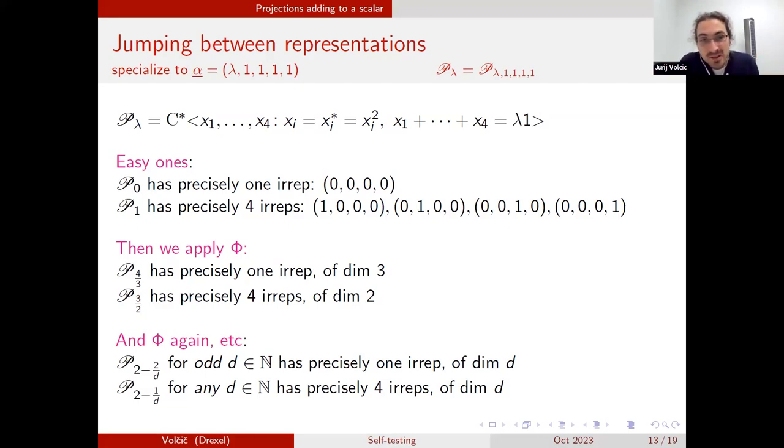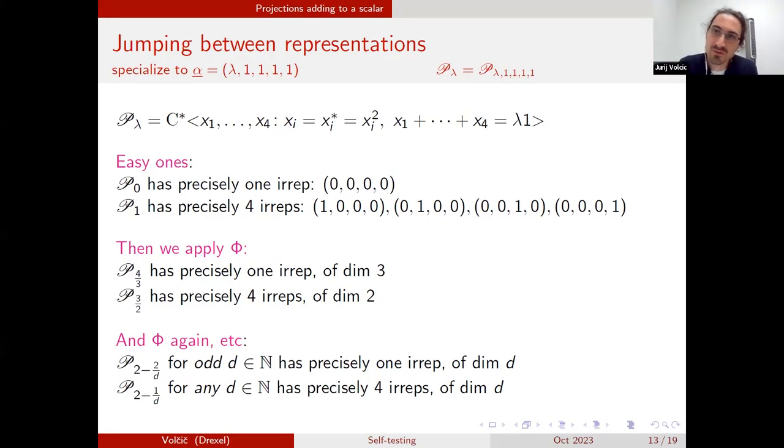You find out that for all odd values of D, the value of the parameter lambda equals 2 minus 2D is going to have exactly one building block. And for the values of 2 minus 1D, where D is any number, you get exactly four building blocks. So you start with very simple lambdas, and then you use those maps to get information about other lambdas.